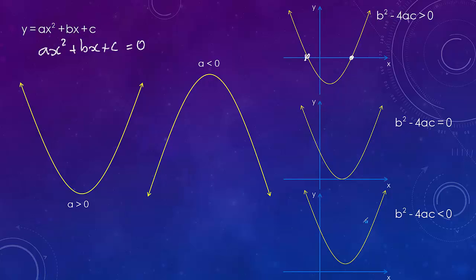I've drawn them all for a is greater than 0. If a was less than 0, I'll just do this first one as an example. It would be this way up, and it would still have the two roots. So for this one here, we'd have a is less than 0, but it would still be the case that b squared minus 4ac is greater than 0, so that it has two distinct roots.